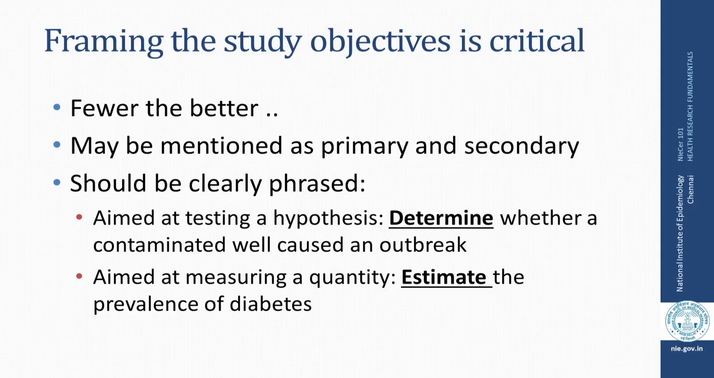But it is important that the objectives are clearly phrased. Normally they could be of two types. They could be more of an exploratory type, or aimed at testing a hypothesis, and here is where we use the verb determine. So, determine whether a contaminated well caused an outbreak, that is an example. Or they could be confirmatory or estimating in nature, say to decide the prevalence of a particular condition, for example diabetes in a population. So, we have to keep in mind and use the appropriate verbs while defining the objectives.